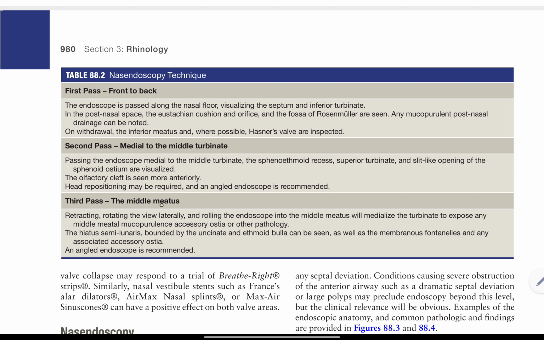Third pass, the middle meatus. Retracting, rotating the view laterally and rolling the endoscope into the middle meatus will medialize the turbinate and expose any middle meatal mucopurulence, accessory ostia, or other pathology. The hiatus semilunaris, bounded by the uncinate and ethmoid bulla, can be seen, as well as membranous fontanelles and any associated accessory ostia. An angled endoscope is recommended.